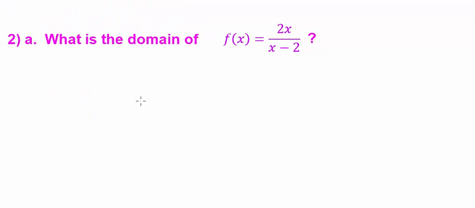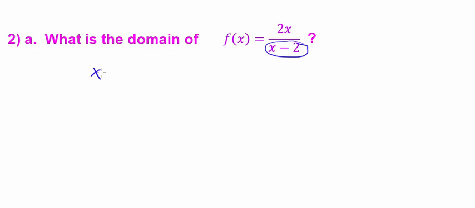Continuing with the same idea of domain, I have a new function now, and I'm asking what is the domain of this new function. Again, just as I said, all allowable inputs. So what could we not use? Well, you notice here right away we have a denominator, and anytime we have a denominator, it means that we cannot have 0 in our denominator because that's undefined.